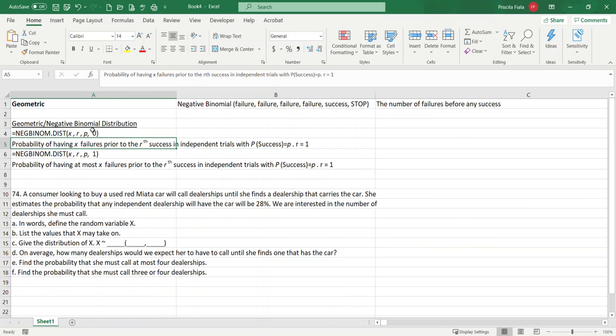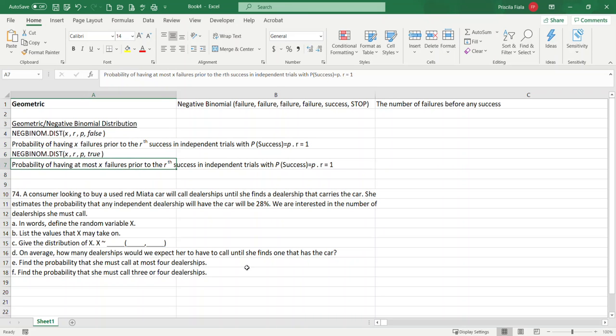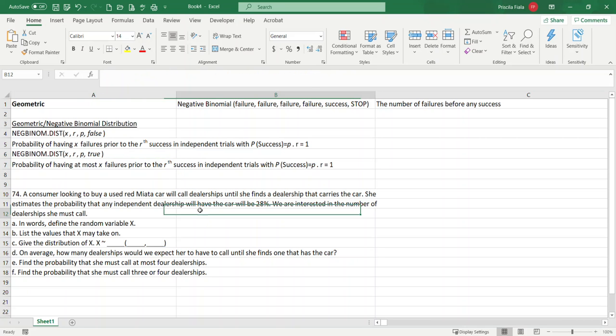Remember, when you have a zero, or actually it's supposed to say false, that means if I put it here, I think it's going to consider, yeah, I have to remove the equals, which means you're looking for an exact value. When you have true, those are cumulative values that we're going to be using for problems that ask for at most. Or if you're working with at least, then you subtract one from the at most. So let's read the problem.